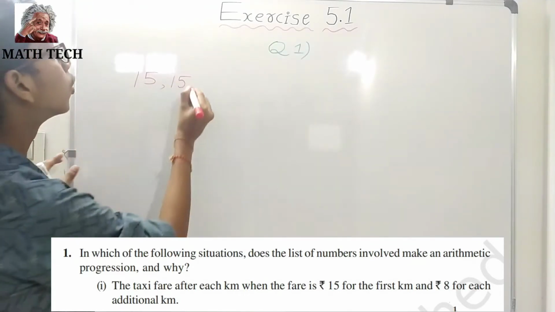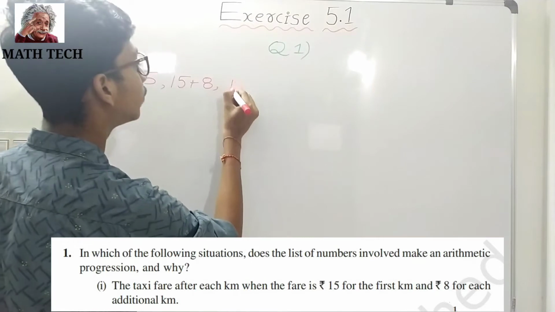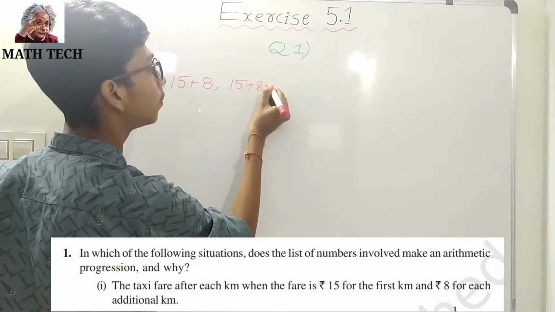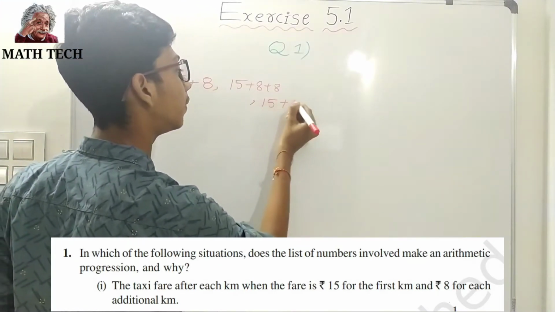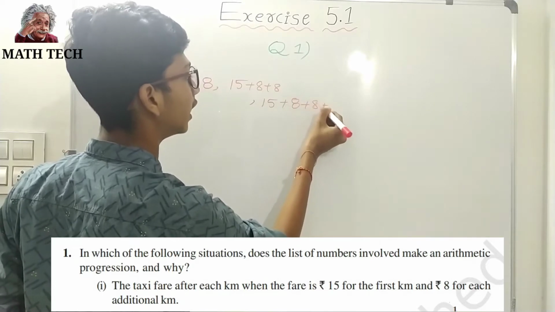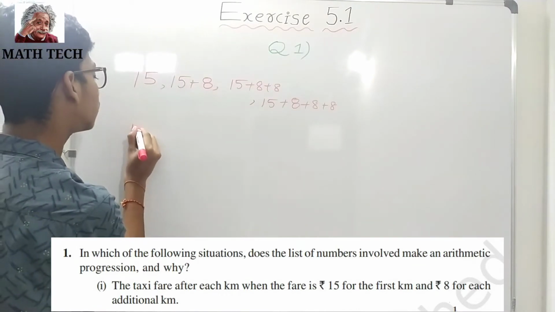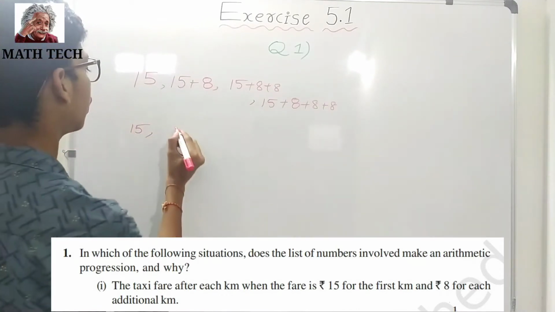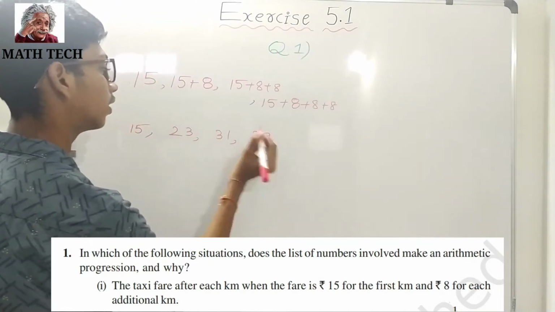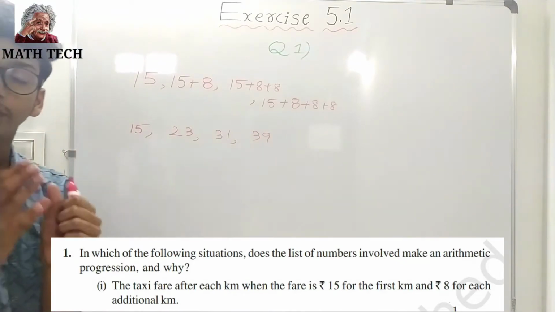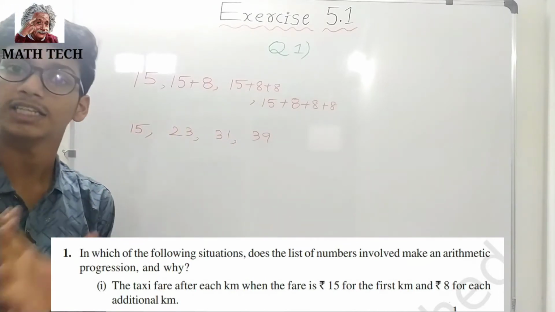For the second kilometer, rupees 15 plus 8. For the third kilometer, 15 plus 8 plus 8, and for the fourth kilometer, 15 plus 8 plus 8 plus 8. Here we will get 15, 23, 31 and 39. We got the series, and we should find whether this series of numbers is in arithmetic progression.